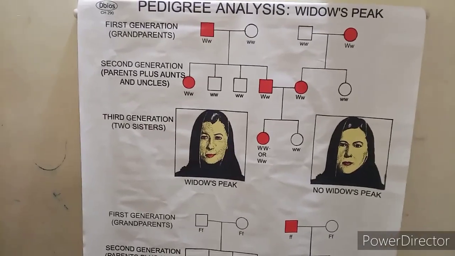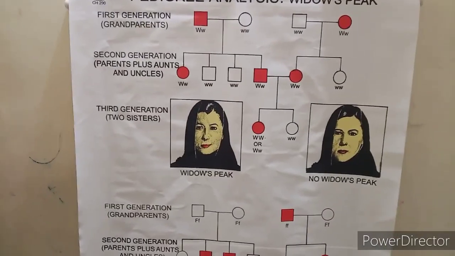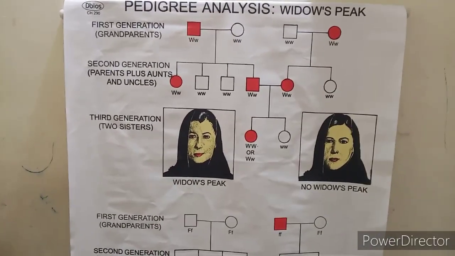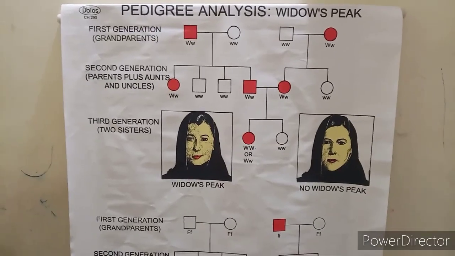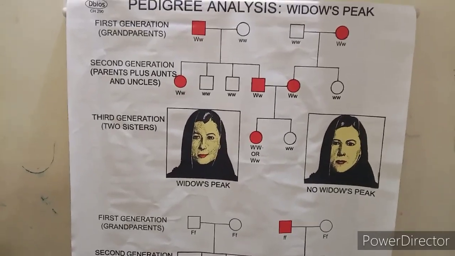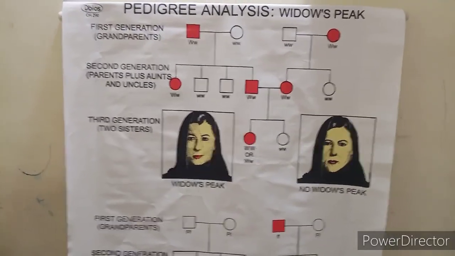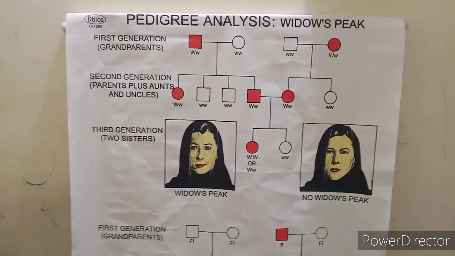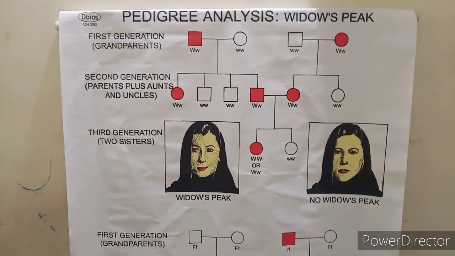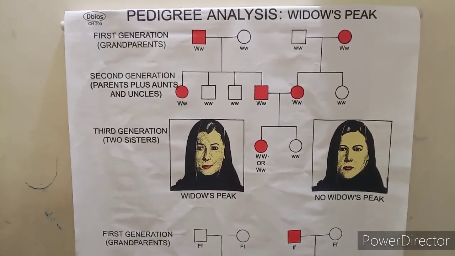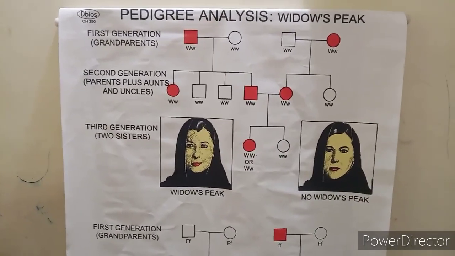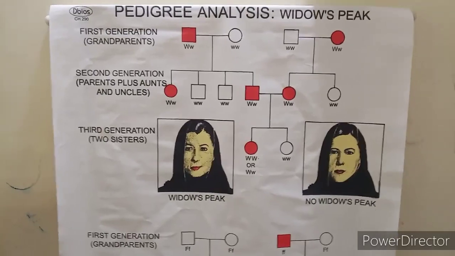Now, why is this widow's peak there? It is a dominant trait because of the dominant allele. Here we have the dominant allele, which can be shown in the form of capital A, but here we are taking capital W. We can take any capital alphabet. So here we have taken the capital W, indicating the trait in the dominant form, and the small w indicating that the trait is in recessive form.